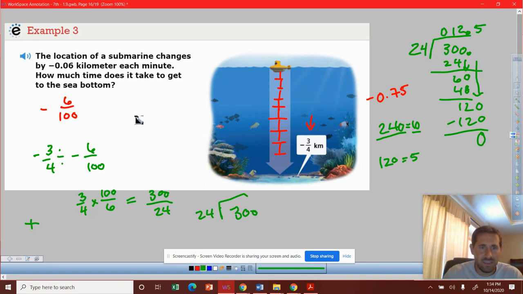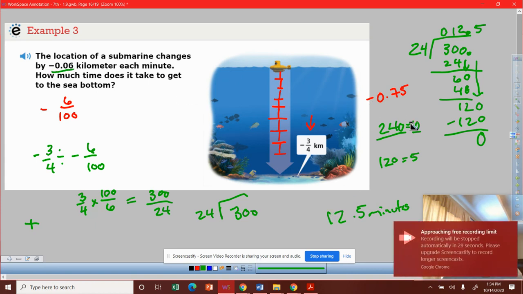So how long does it take? 12.5 minutes. Now, I guess if you did it in the decimal form, you're going to get the same answer. You're going to get 12.5. If you want to double check that with a calculator, that's fine. But you would just multiply this by that.